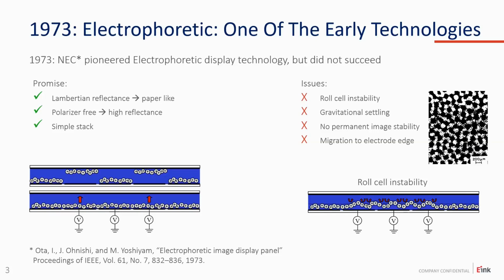No permanent image stability was achieved, which is difficult because that means you need to reset the panel every time you switch it. And there was migration to the electrode edge. So if you have pixel electrodes, there are gaps between those electrodes. Typically, the particles would move to the gaps and not be mobile anymore. So NEC gave up on this.